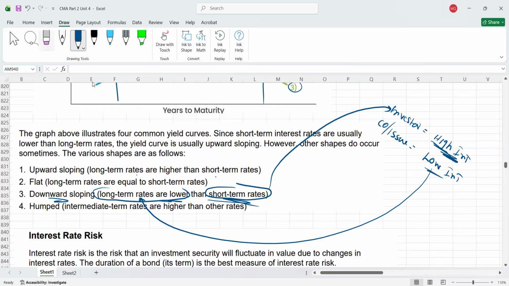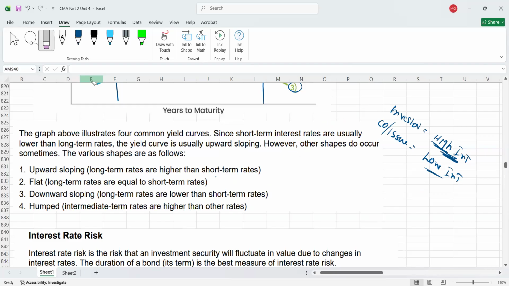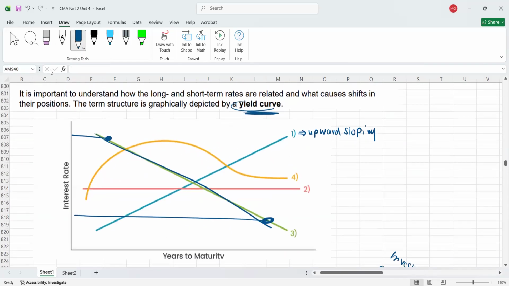And now the fourth line is about, if you look at here, just go back to the graph. This is the fourth line now.